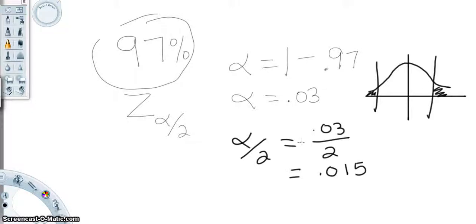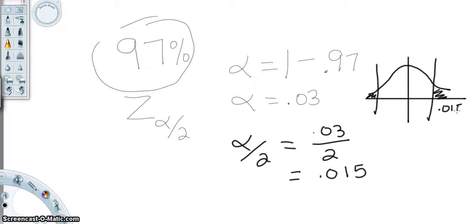Now, we have 0.015 for each tail. So I have 0.015 here, and I have 0.015 here. So I need to know what is the z value here when I have my tail having this much, 1.5% for the area under here. So we need to know what number makes up from the mean to that z value. So I need to subtract from 0.5 this number here. When I do that, I get 0.485. This is the area here.